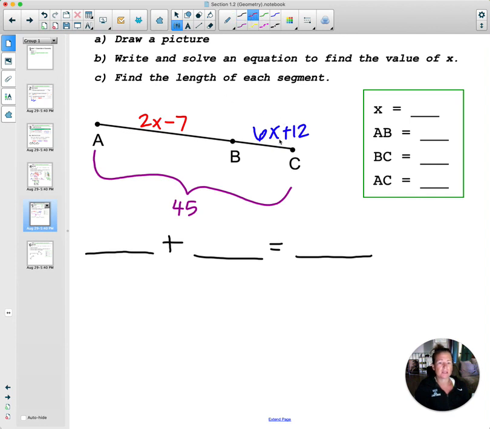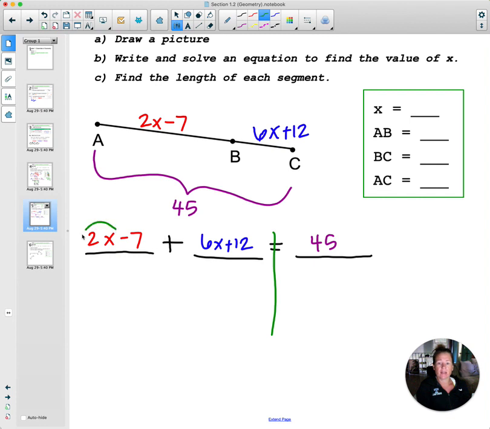So what are the pieces? Well, the pieces are these little chunks. So 2x minus 7 and 6x plus 12. And then the whole thing is 45. So now that's the geometry behind it, is just knowing that those two pieces add together to equal the whole thing. Now you're back into algebra 1. So now you're going to go ahead and combine your like terms.